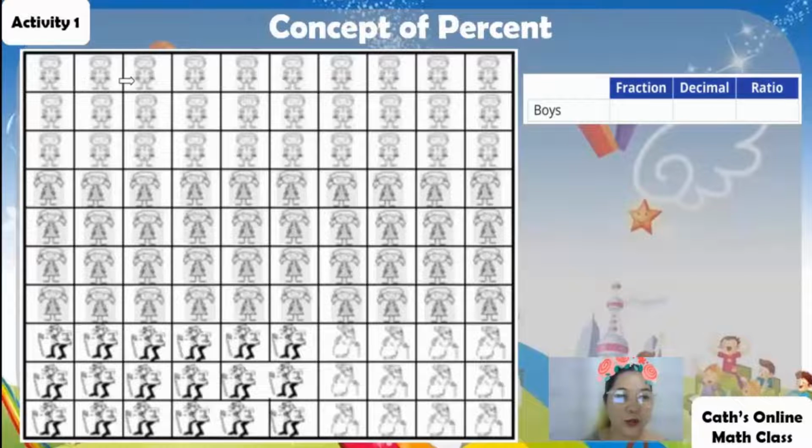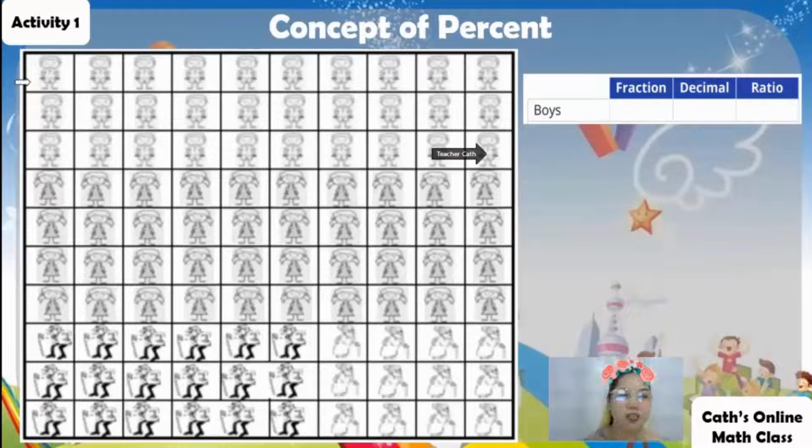1, 2, 3, 4, 5, 6, 7, 8, 9, 10, 11, 12, 13, 14, 15, 16, 17, 18, 19, 20, 21, 22, 23, 24, 25, 26, 27, 28, 29, 30. Okay, so how many boys are there? There are 30 boys by just counting it one by one.